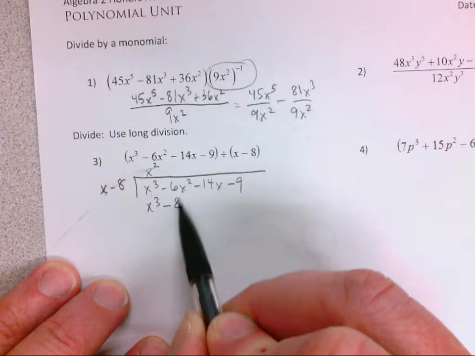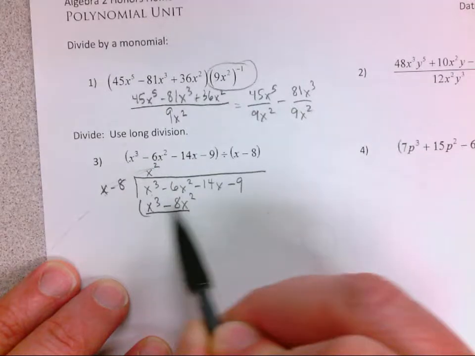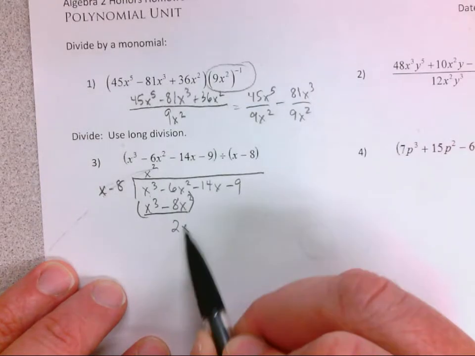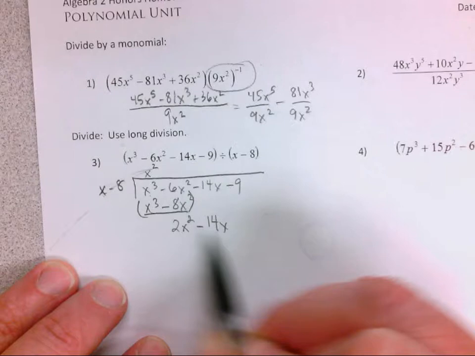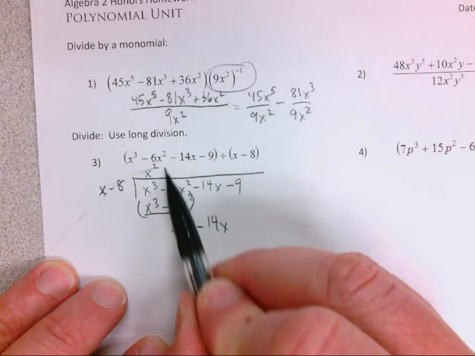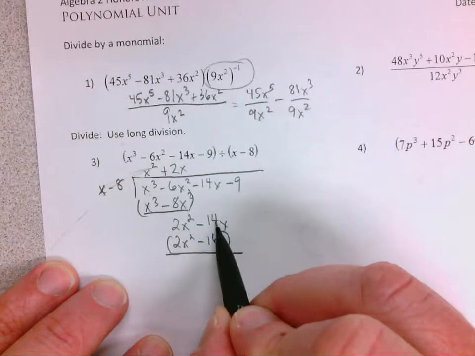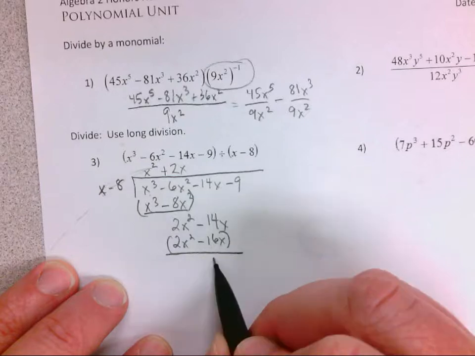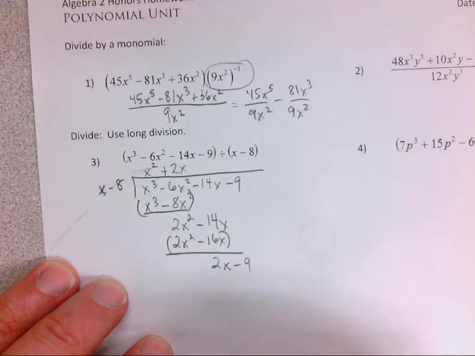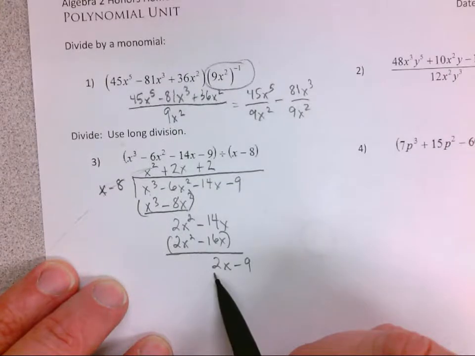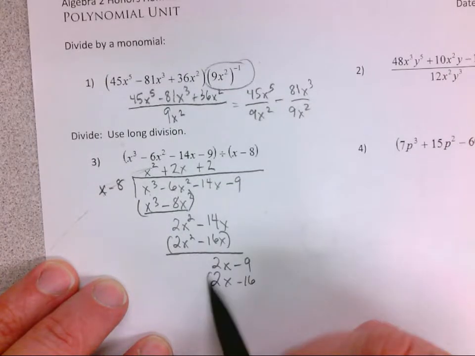6 minus negative 8 is 2. Bring down the next. X times 2x is 2x squared. So I multiply back. Negative 14 minus negative 16 is 2. X times 2, 2x minus 16. Negative 9 minus negative 16 is 7. Nothing else to bring down. There's my remainder, 7 over x minus 8.